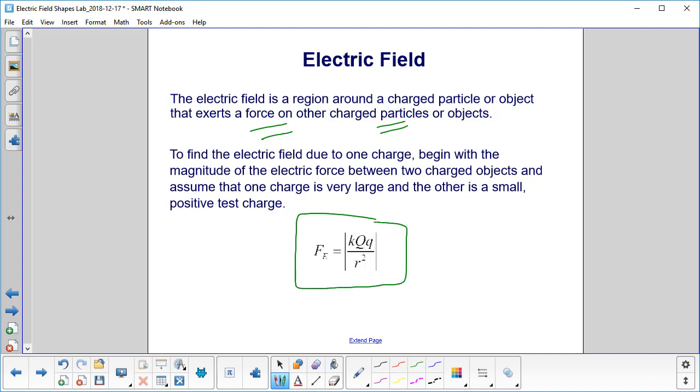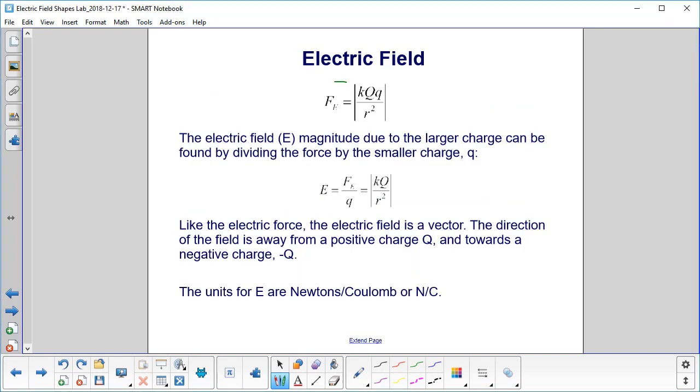The only difference we're going to make here is to assume one charge is very, very large, that's Q, big Q, and the other is small, and we call it a small positive test charge. We're taking the magnitude of that to find the magnitude of the electric force between the two charges, big Q and little q. We'll start here with Coulomb's law, and we will find the electric field, and we're going to give that the symbol E. We'll find its magnitude due to the larger charge, and we're going to divide the force by the smaller charge, little q. So the electric field is going to be the force divided by the small charge.